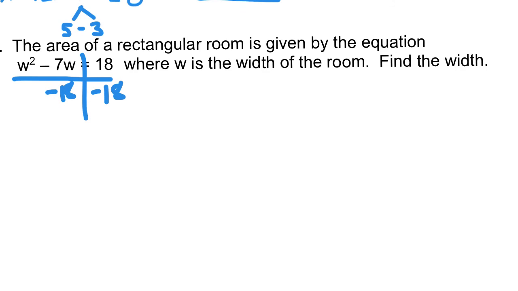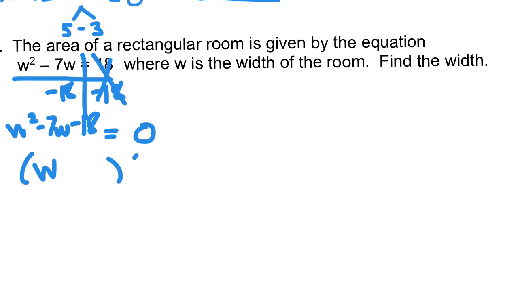We're going to subtract 18 from both sides so that we can get this equal to 0. That's our goal. Once we do that, we can factor this side of the equation. So when we factor this, we have a w, and what two factors will have a sum of negative 7? 9 and 2, and then 9 would be negative.